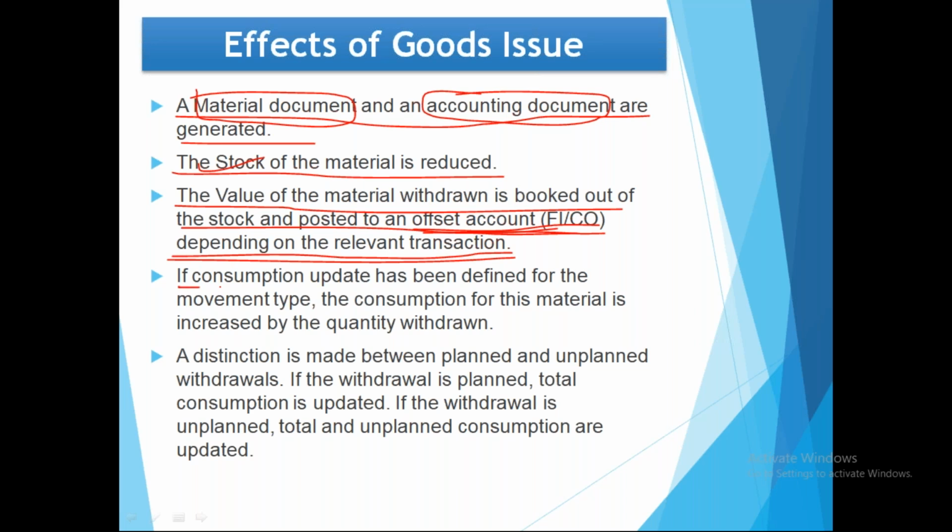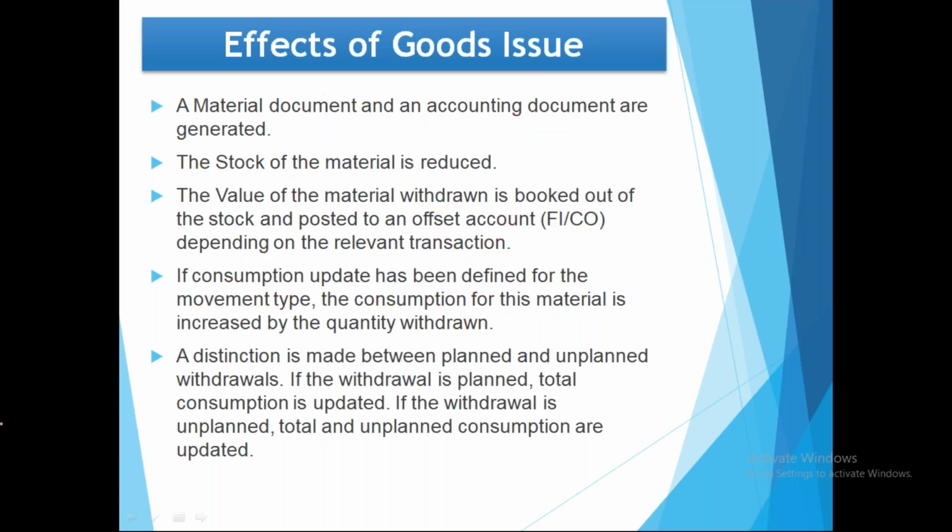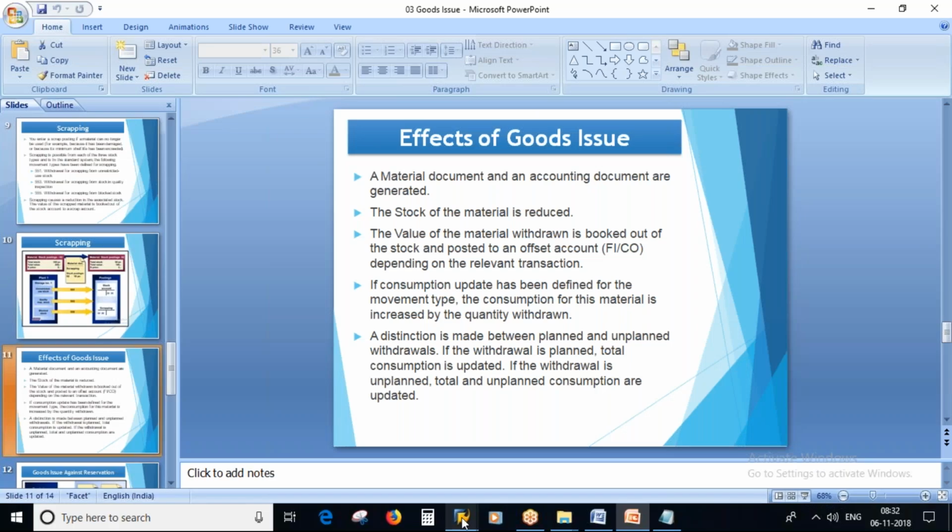Now, if consumption update has been defined for the movement type, the consumption for this material is increased by the quantity withdrawn. Goods issue means you are consuming the stock. So whenever you do the consumption, if the consumption update has been defined for that particular movement type, then consumption data will get increased in the system for that material. I'll show you where you can see the consumption data.